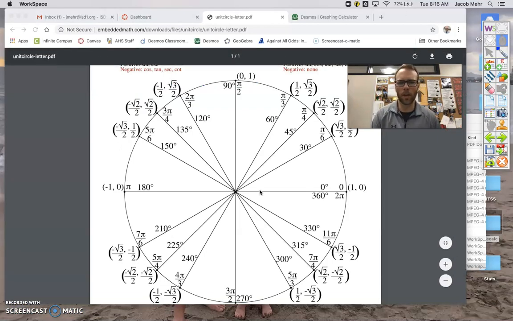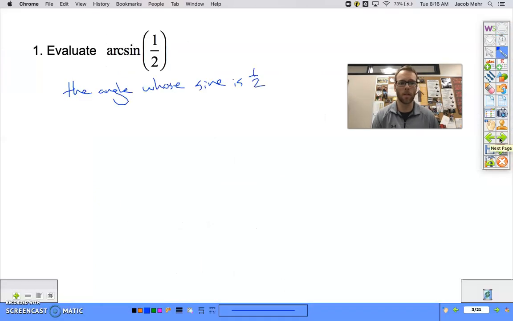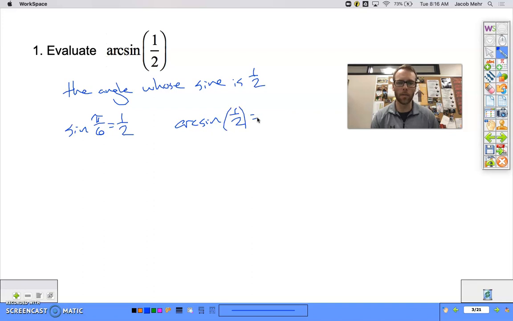I'm going to look at my unit circle and try to determine where the sine is equal to 1/2. What angle has a sine equal to 1/2? And what we see right here is at pi over 6. So I might say the sine of pi over 6 is equal to 1/2. That tells me the arc sine of 1/2 equals pi over 6.